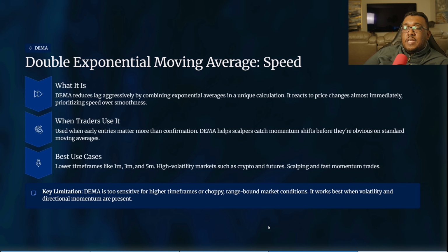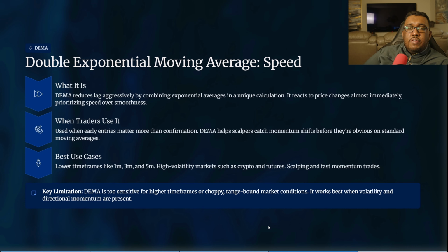Best use cases: lower time frames like the 1 minute, the 3 minute, the 5 minute, high volatility markets such as cryptocurrency and futures, scalping, and fast momentum trades. Really, you can see right here, crypto and futures. If you were to use this for something like a stock, a penny stock that's blowing up for the day would be your best case, not an Amazon, not a Google type of play.